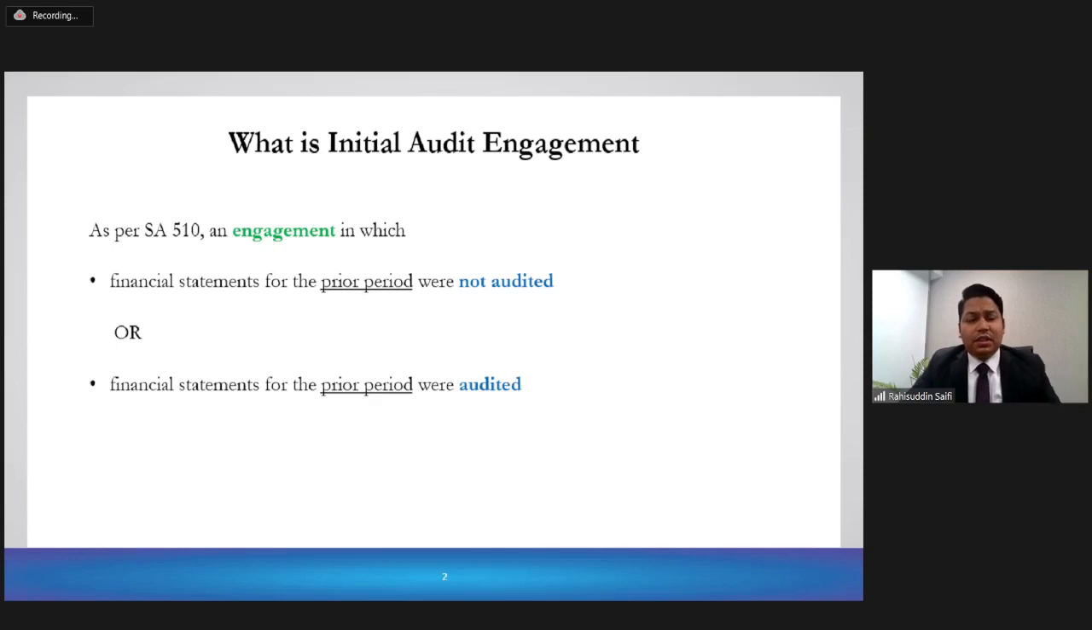So keeping in mind that this standard is applicable on initial audit engagement, whenever we are appointed as a new auditor replacing the previous auditor, and we are doing the audit of financial statements where the financial statements are not audited. But practically speaking, the first situation displayed on the screen, the unaudited financial statements, is very rare, because as per company law, all companies need to carry out the audit of their financial statements mandatorily. So the situation is very rare. But if the situation is there, then we need to follow the guidance as per SA 510.